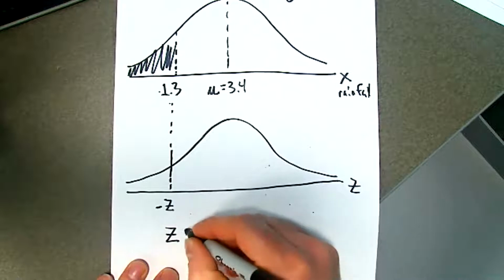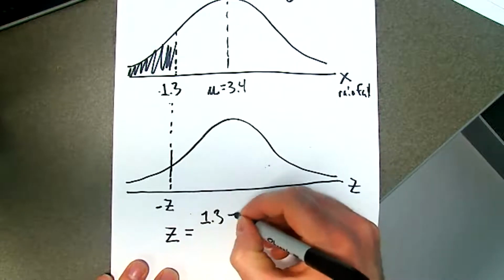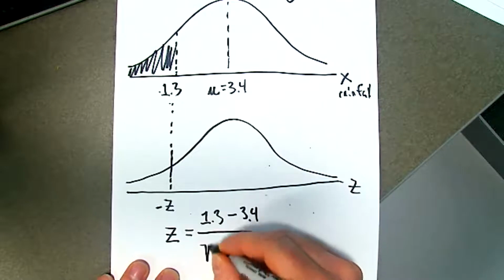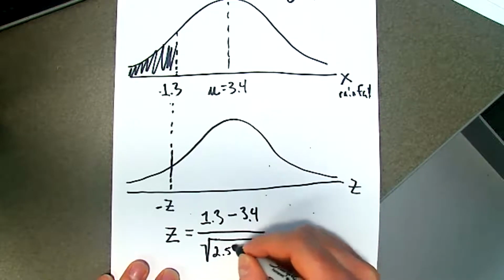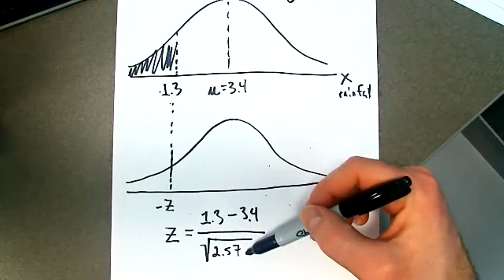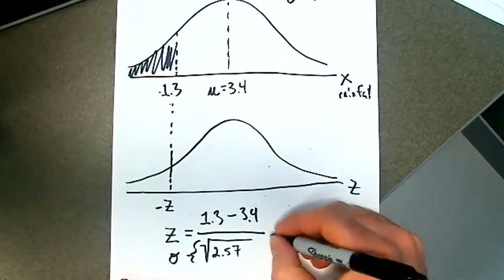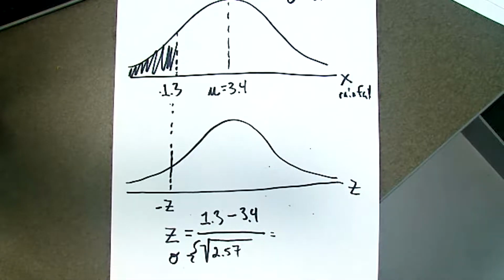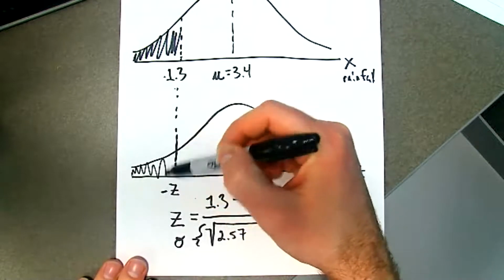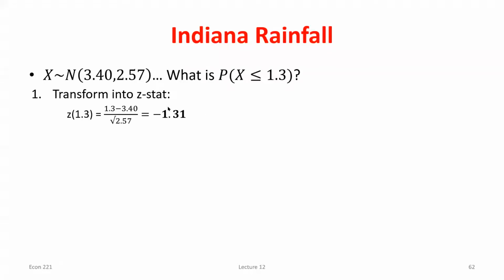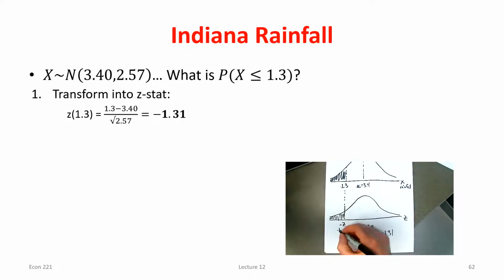Sure enough, I plug in that value of 1.3, subtract my mean of 3.4, and divide by my standard deviation. If I have the variance, I divide by the square root of that variance, which represents my standard deviation. That sets us up for calculating this z-score. Once I enter that into my calculator, I get negative 1.31. So we just found this z-score is negative 1.31.